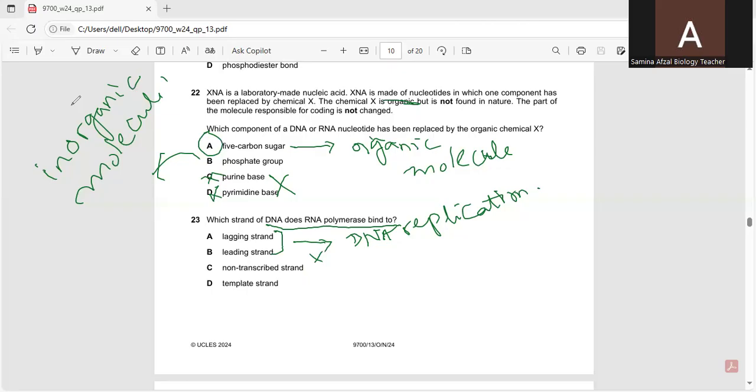Because the RNA polymerase binds to the promoter region of the DNA and then moves along the template strand, using its sequence as a guide to synthesize the new RNA molecule. So I would like to say that RNA polymerase binds to the template strand of DNA. So D is the correct option in this case.